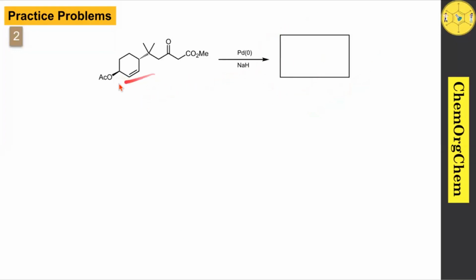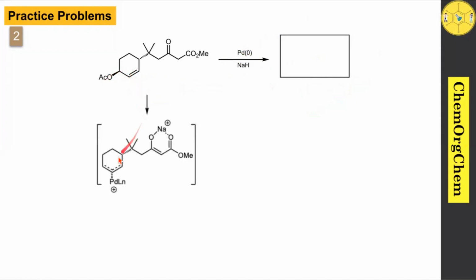Now here you should see that this acetate part is present at the top face. Therefore our palladium 0 should interact with this alkene from the bottom face, resulting in the generation of the corresponding palladium cationic complex. At the same time, sodium hydride readily takes one of the protons from this carbon, which produces the corresponding enolate ion form.